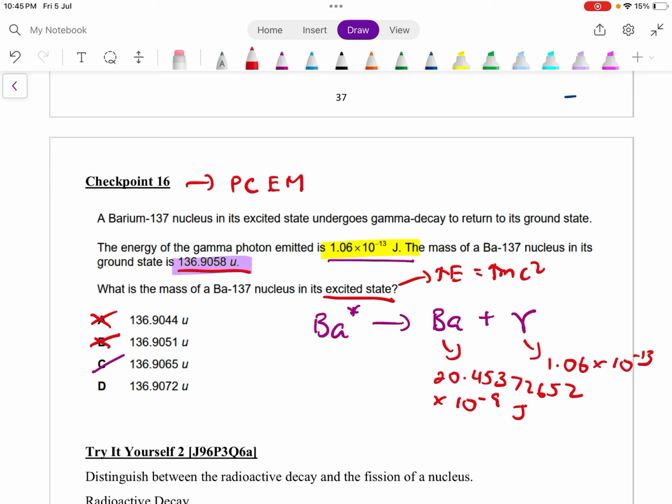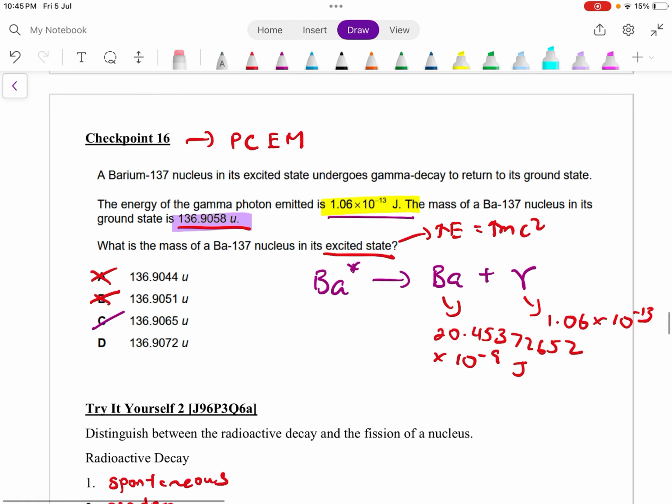Okay, so first thing, we can actually eliminate two answers already. Because excited state means your energy is high. If energy is high, of course your mass will be higher. So my answer cannot be less than the 136.9058 U. So A and B are out already. Okay, so let's see how we actually calculate the mass of the thing in the excited state.